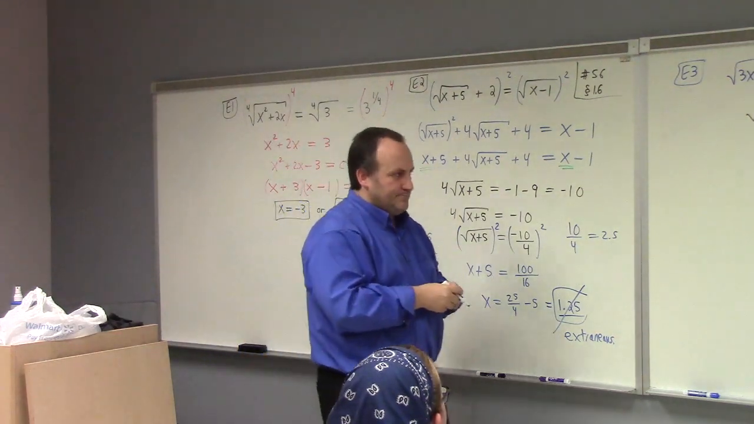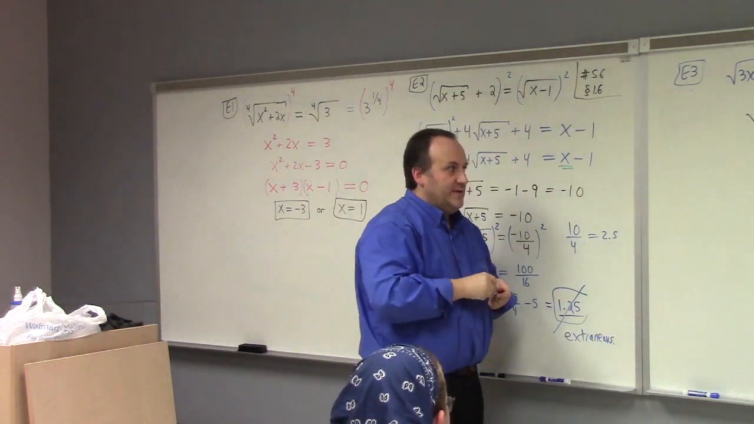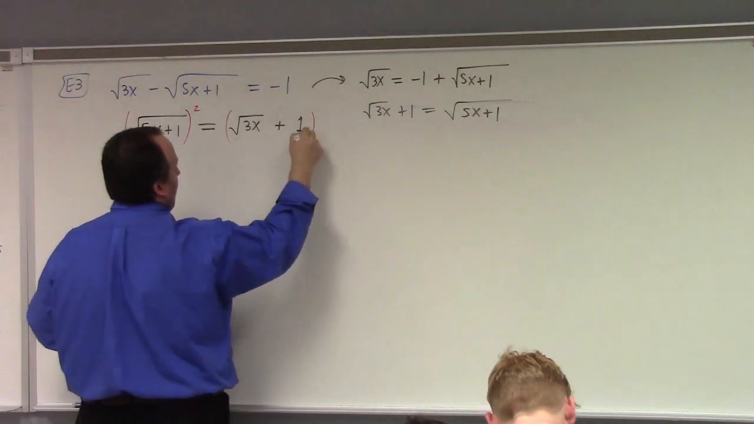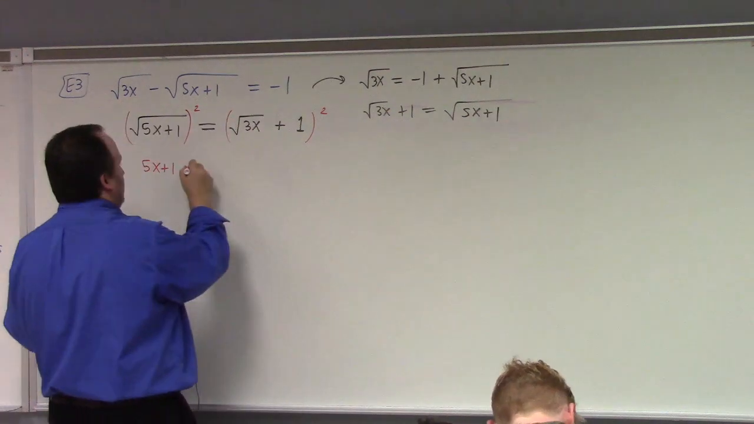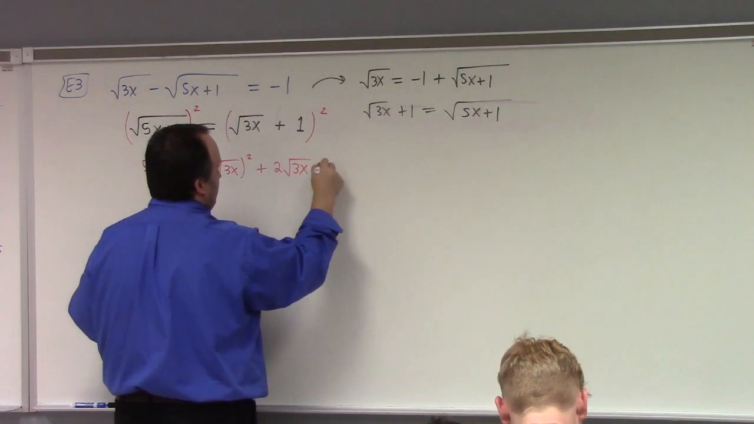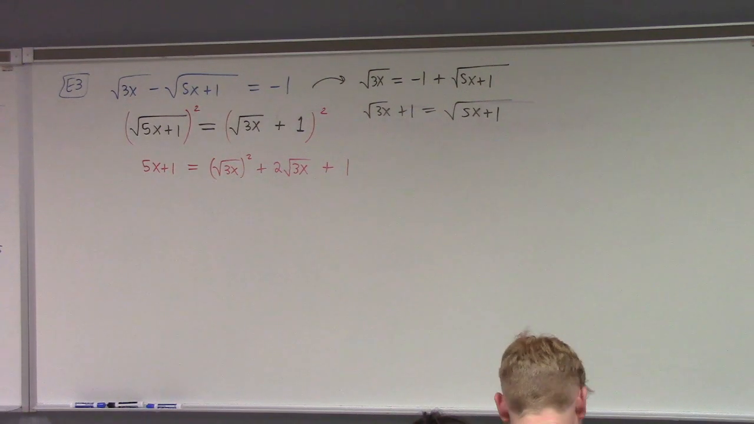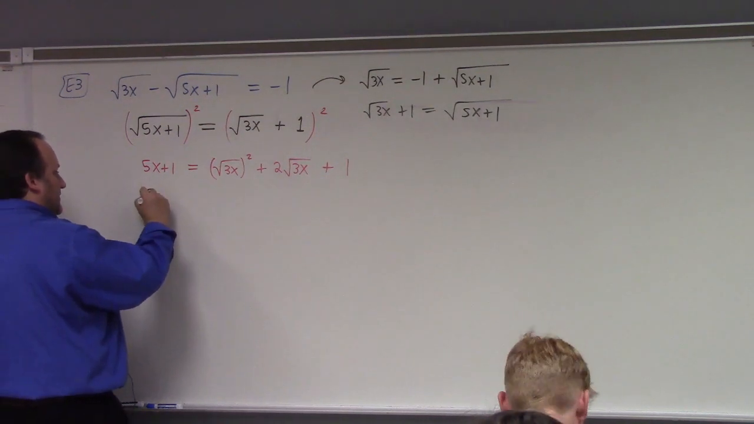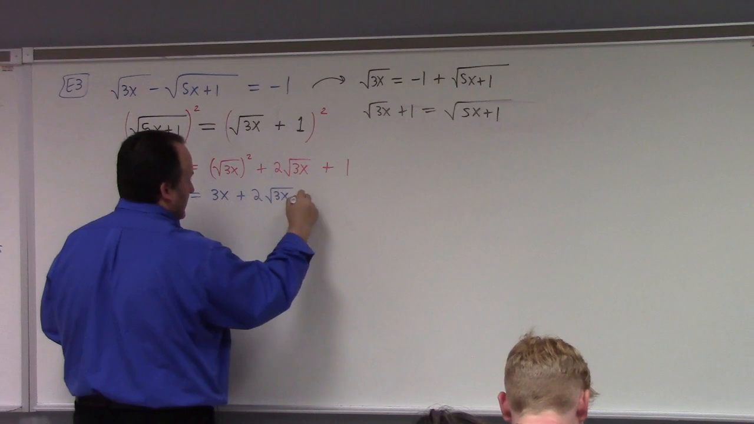Now that we have isolated the ugliest radical among them, we do what we always do. If it's a square root, square both sides, right? On the one side, we get 5x plus 1. And on the other side, we get the square root of 3x squared plus 2 times the square root of 3x plus 1. Again, when we square things, we do a squared plus 2ab plus b squared. That's the pattern, right? Now, let's clean this up. 5x plus 1 is 3x plus 2 times radical 3x, plus 1.